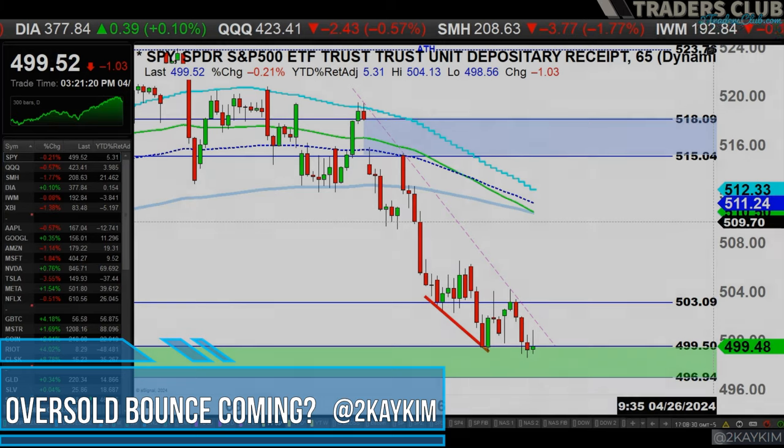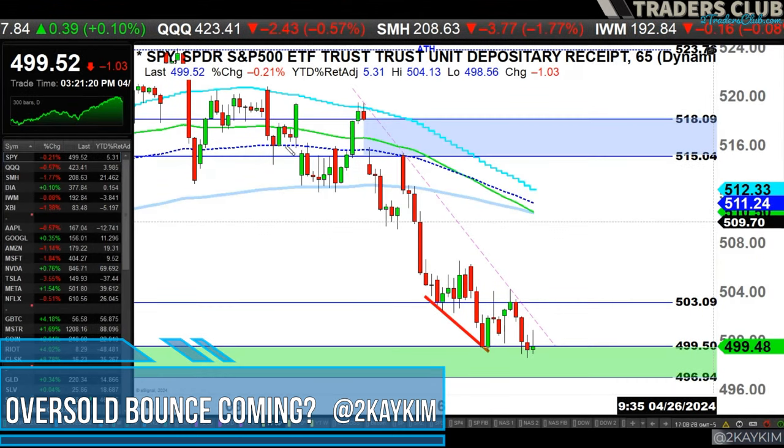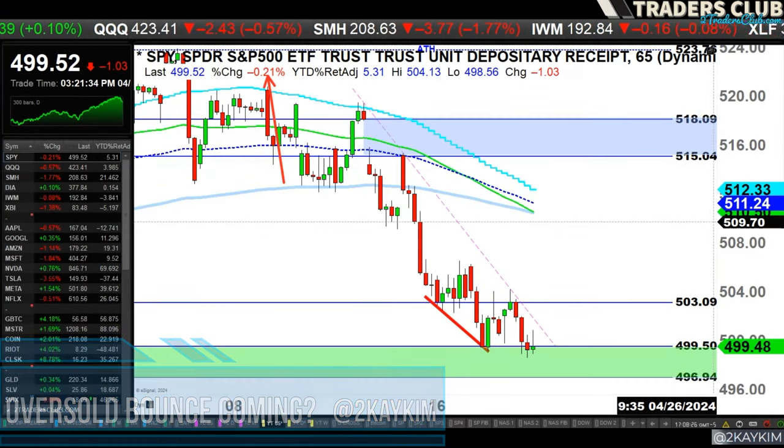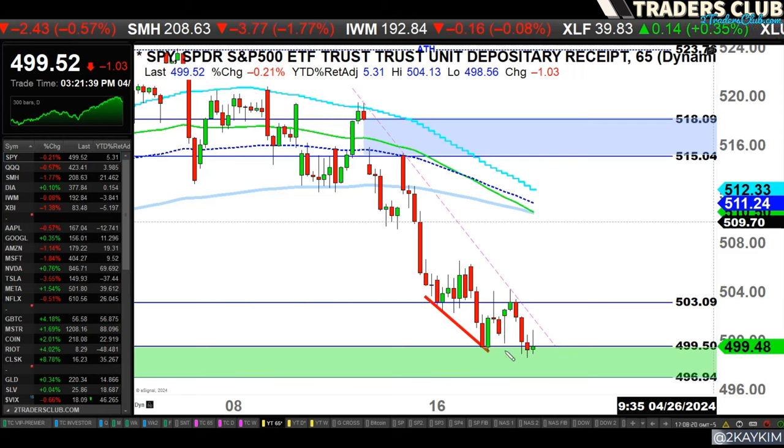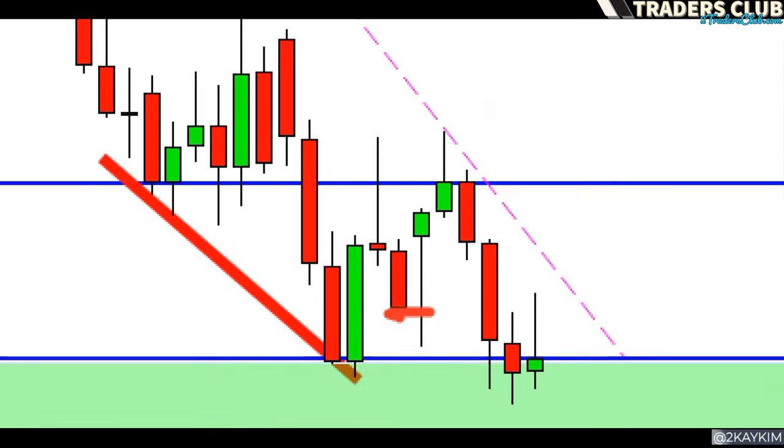All right, let's get right into it here. Market is down about 0.2% on the S&P. Looks like market initially saw that slight run up here. So you see, this is where we closed yesterday, right? And then we gapped up, as you can see, and then we came back down. That's why there's that lower wick there.